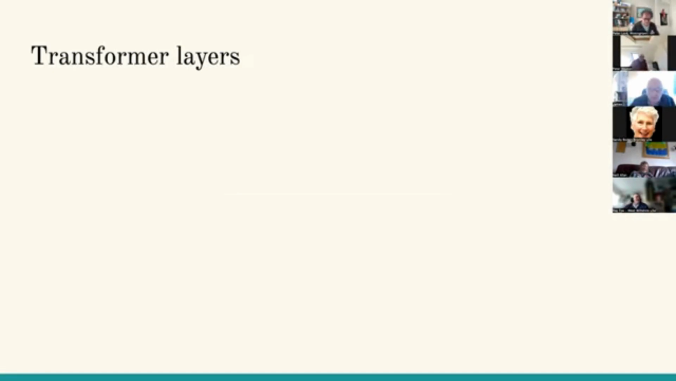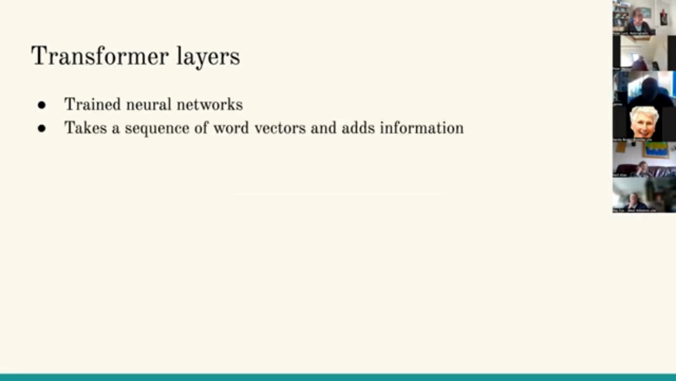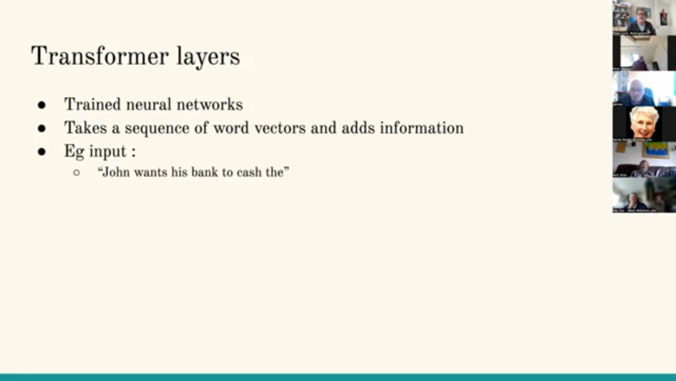So transformer layers, these are absolutely trained neural networks. This type of layer was developed in 2017 by Google Brain. What each layer does is take a sequence of word vectors from the previous layer and add information. Essentially, let's say our prompt is "John wants his bank to cash". The next word is going to be "check", you would expect.